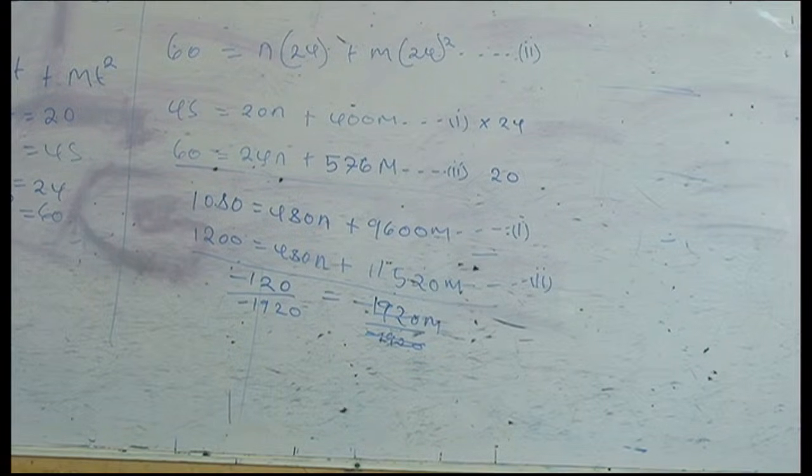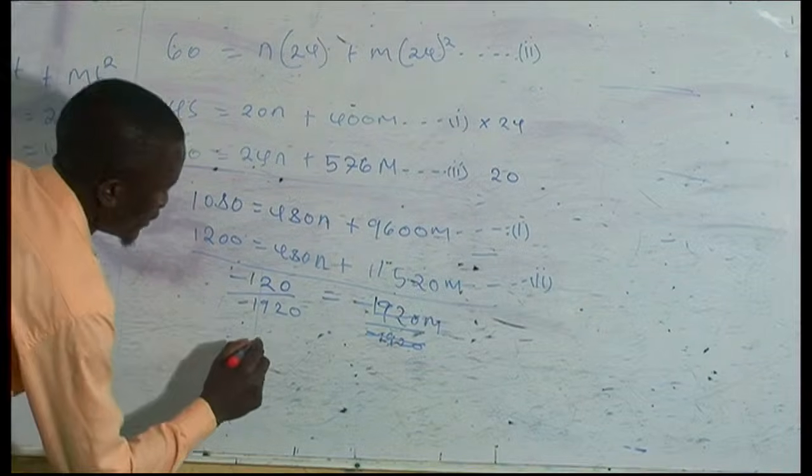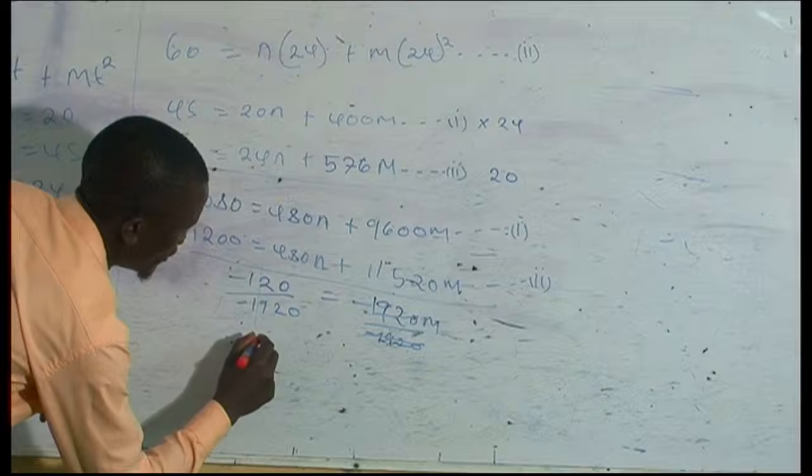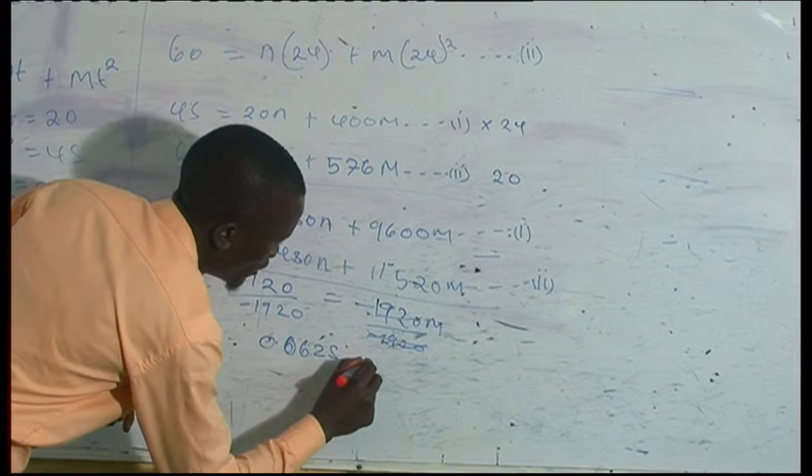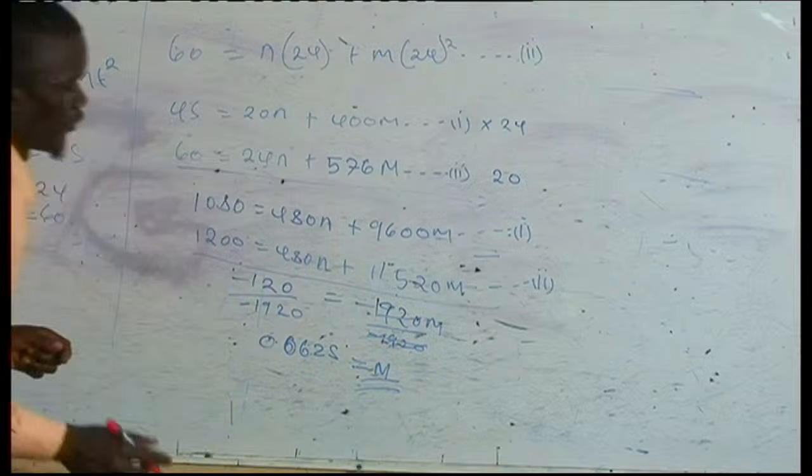Use a calculator. Negative 120 divided by negative 1920. What you get there is 0.0625, which is equal to m. So there's the value of m.